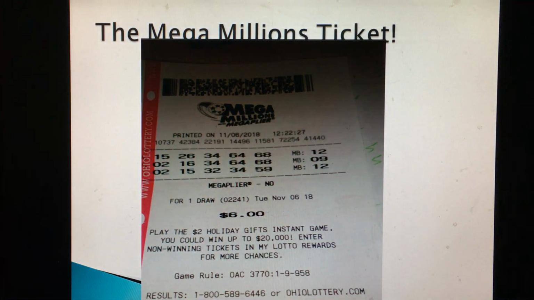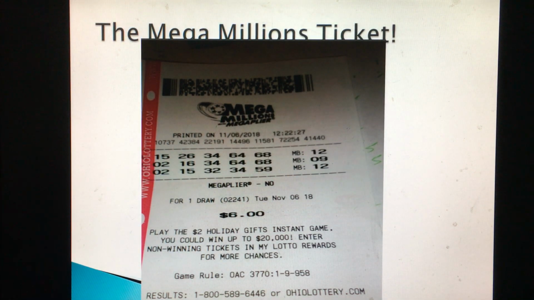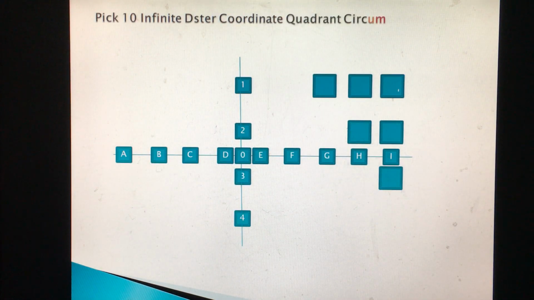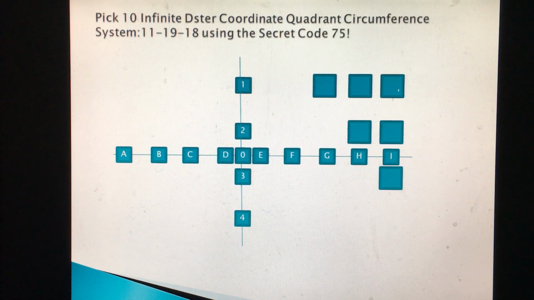Now, thanks to this viewer for sending me this winning ticket for the Mega Millions, and let's get started. So the Pick 10 using the infinite Dster quadrant circumference system for 11/19/2018, and we're going to analyze those 20 numbers that were drawn out of 80, and you can see 20 numbers were drawn out of 80, meaning 25% of the numbers are drawn, and the other 75% are not drawn. So with that high amount of numbers being drawn, any repeat can occur in 1, 2, 3, 4, 5 draws.